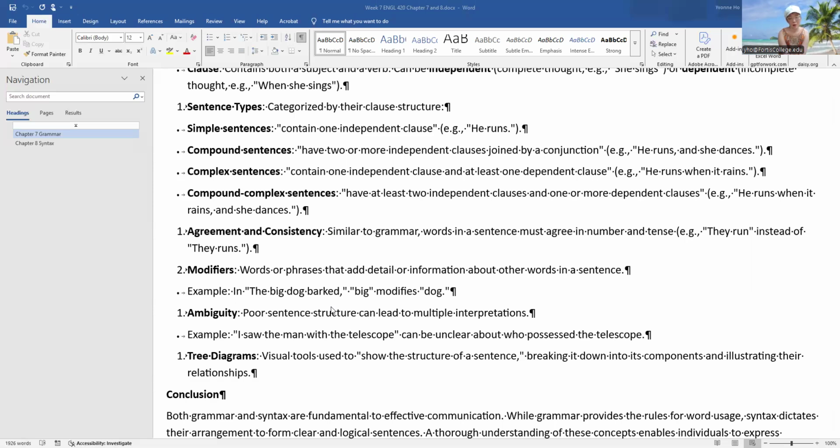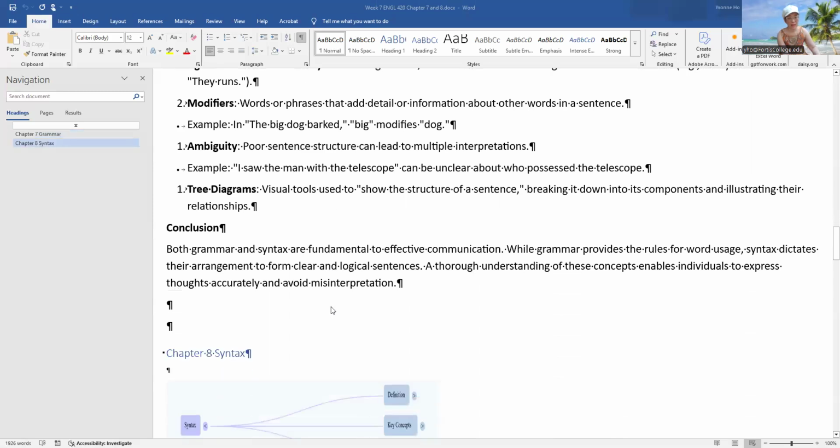So, the big dog barked. The adjective big modifies the noun dog. Ambiguity, poor sentence structure can lead to multiple interpretations. Example, I saw the man with the telescope. It can be unclear about who possessed the telescope. Tree diagrams, visual tools used to show the structure of a sentence, breaking it down into its components and illustrating their relationships. So both grammar and syntax are fundamental to effective communication.